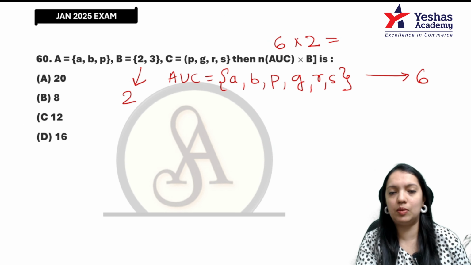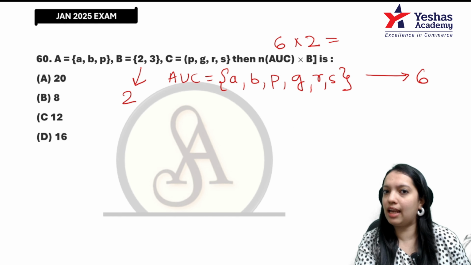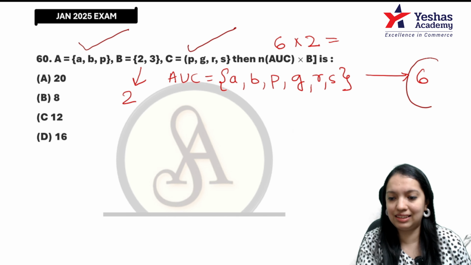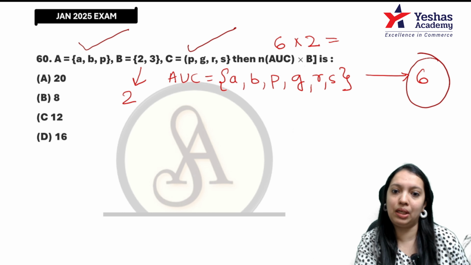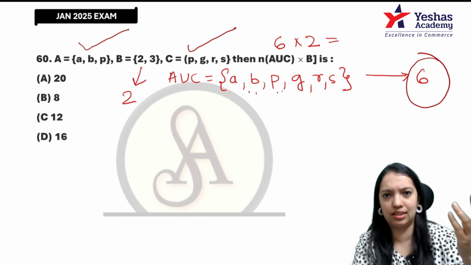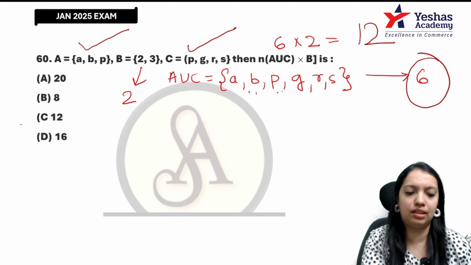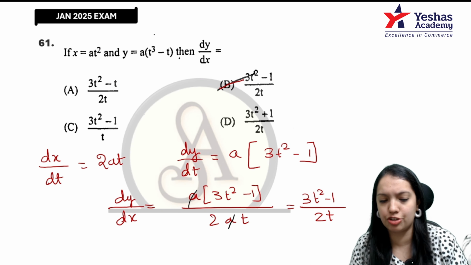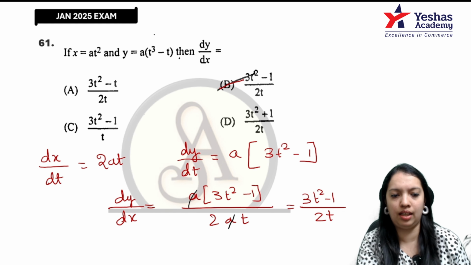Next, this is a question from sets. First find A union C. A union C, take both the sets. I am getting a total of 6 values in that. Cross B, your answer will become a2, b2, p2, a3, b3, p3, etc. So in total you will have 12 cases over there. Next, this is a question from differentiation, parametric differentiation basically.